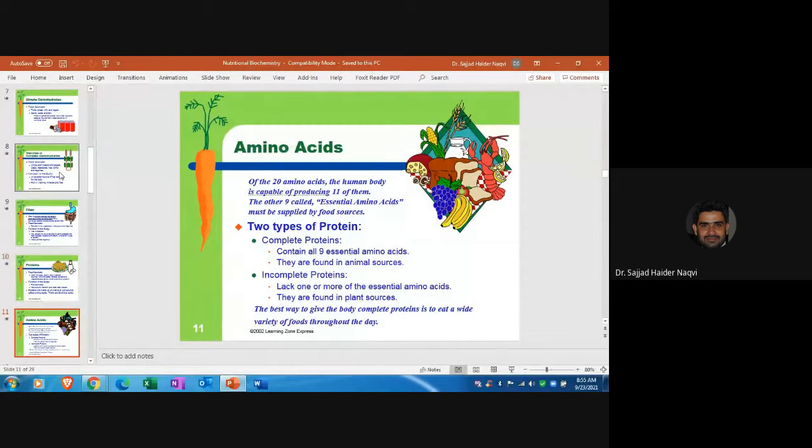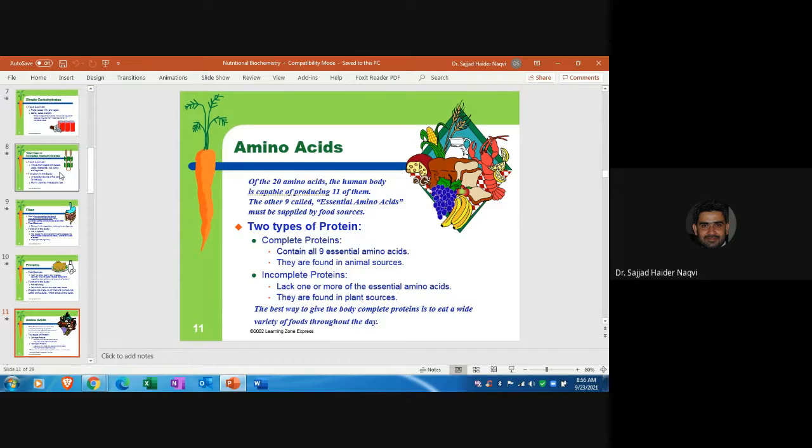Now, these 20 amino acids you have studied in your 311: some of them you are capable of synthesizing in your body. We call them non-essential amino acids. And there are certain ones which you cannot synthesize. That means you must get those amino acids through the diet, and we call them essential amino acids.